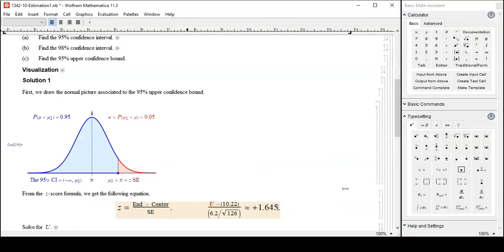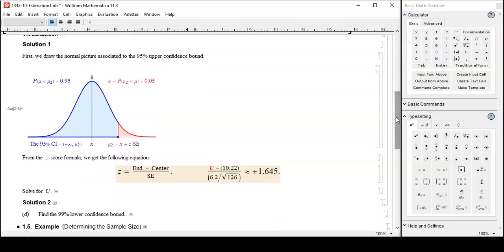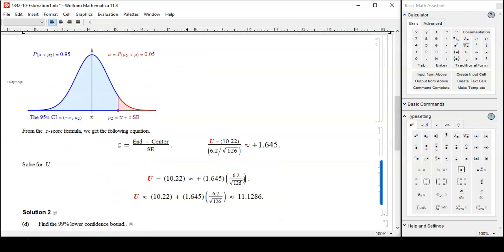There you go. 1.645. Positive 1.645 because it's to the right. All right, we have an equation to solve. Let's solve it. Flip the denominator to the other side by multiplying it. So the numerator, mu minus 10.22, is this right-hand side times the denominator, the standard error. And then flip this center to the other side. It was previously subtraction, so add them all up. Then that's what you get.